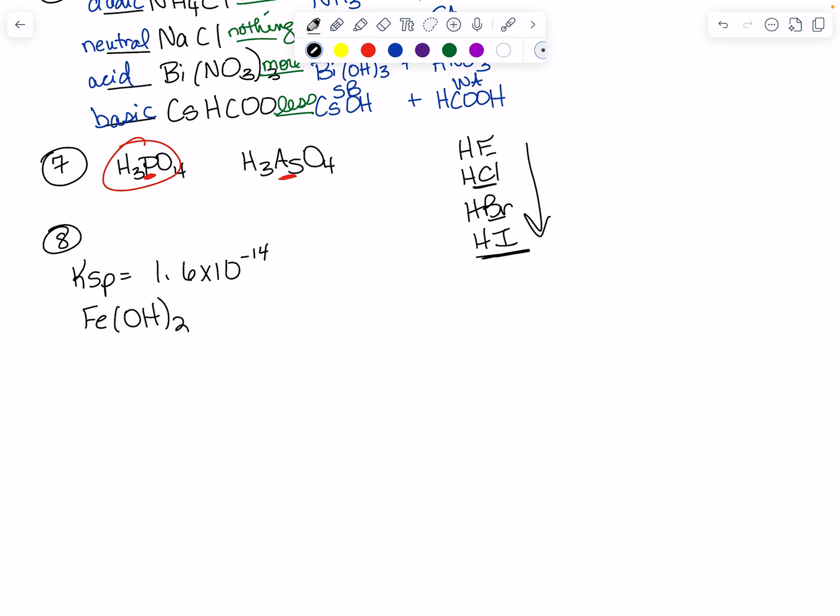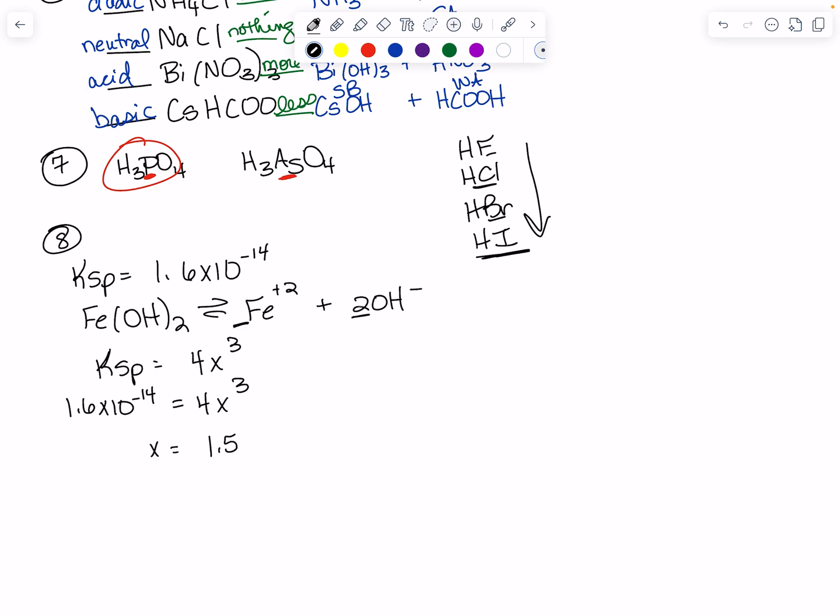I'm going to over-explain it here. It would ionize as iron ions and 2 hydroxide ions. So isn't that 1x and 2x? So that means that the KSP is equal to 4x cubed. Now I plug in. The KSP is 1.6 times 10 to the minus 14. I solve for x. You divide by 4 and you take the cube root of it. And x is 1.59 times 10 to the minus 5.